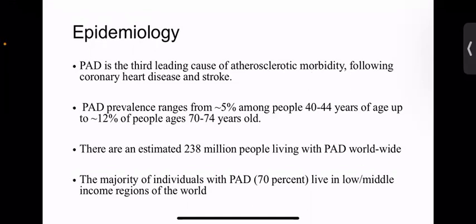Peripheral artery disease is the third leading cause of atherosclerotic morbidity, following coronary heart disease and then stroke. The prevalence ranges from an approximate 5% in people who are in the fourth decade of life, all the way up to between 12 and 15% in people 70 years and over. Globally, there's an estimated 238 million people who are living with various degrees of this disease. And the majority of them, about 70% of the time, are found to live in low to middle income regions of the world, like Southeast Asia, Eastern Europe, and then Sub-Saharan Africa, of which Ghana is part.